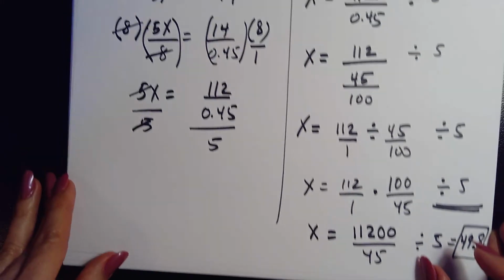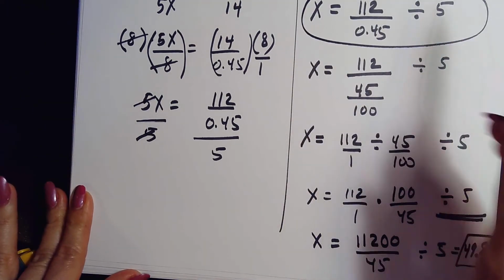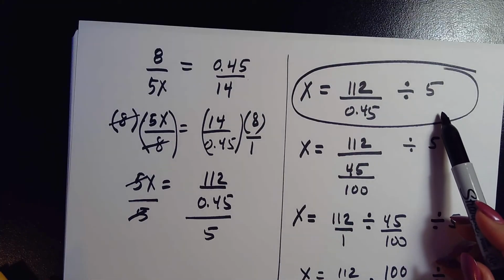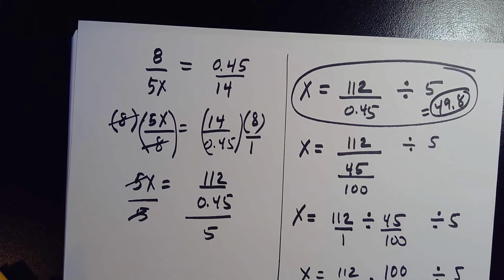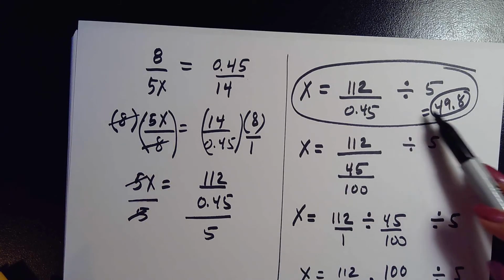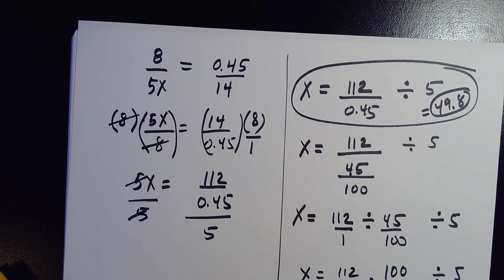So if you stop here and use the calculator, that still gives you 49.8 rounded to the nearest tenth. Or if you do this by hand, which I don't really recommend you go through all this, just use a calculator. At this point, just use a calculator. Okay?